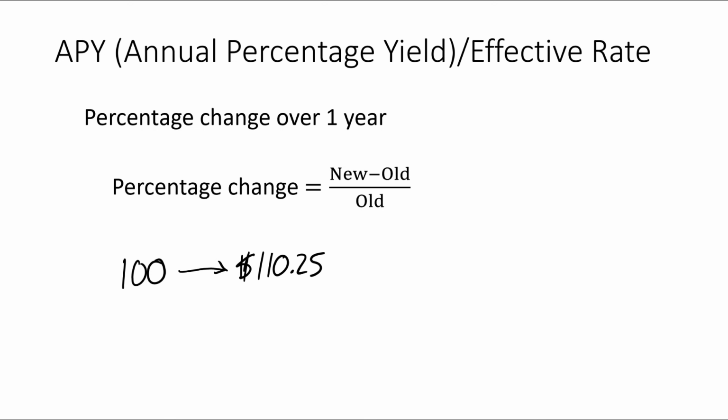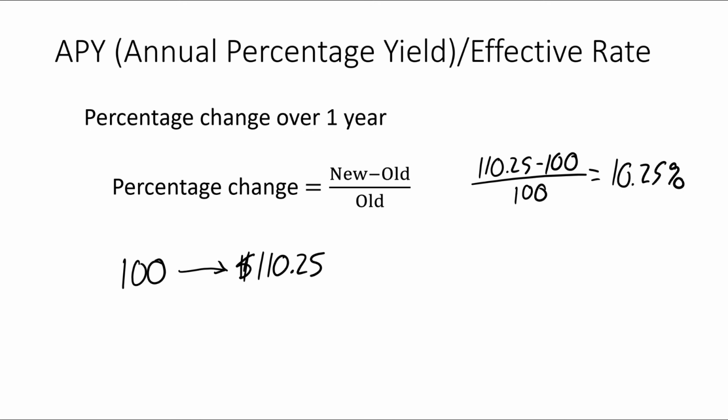The difference between those two, we could actually calculate very easily. $110.25 minus $100, divided by the original $100, gives us, and this is actually pretty easy math, we gained $10.25 on $100, so that's 10.25%. So that would be the effective rate, or the annual percentage yield, of an account that charges semi-annual interest for 1 year. So that's what annual percentage yield is. It's just the percentage change over 1 year.